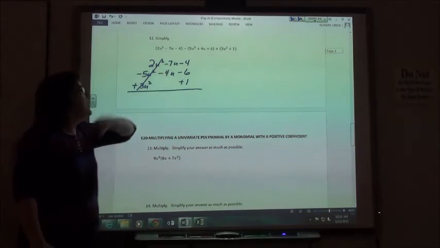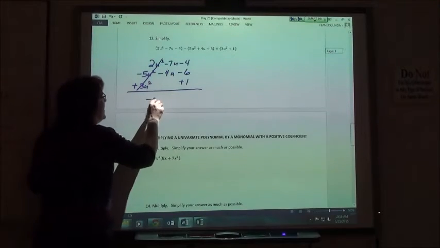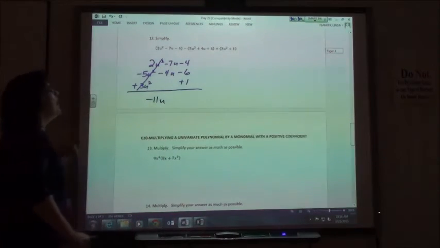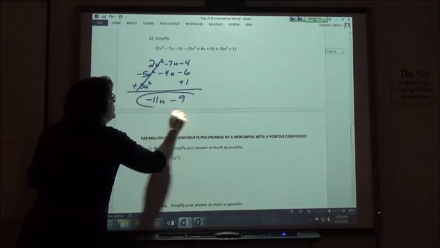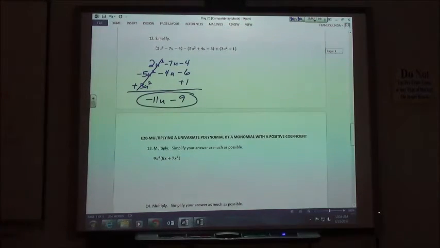Negative 7u minus 4u, negative 11u, and then negative 4 minus 6 plus 1, minus 9. So just negative 11u minus 9.